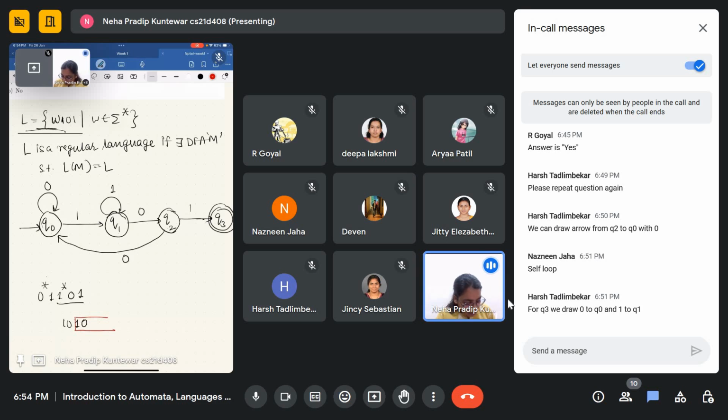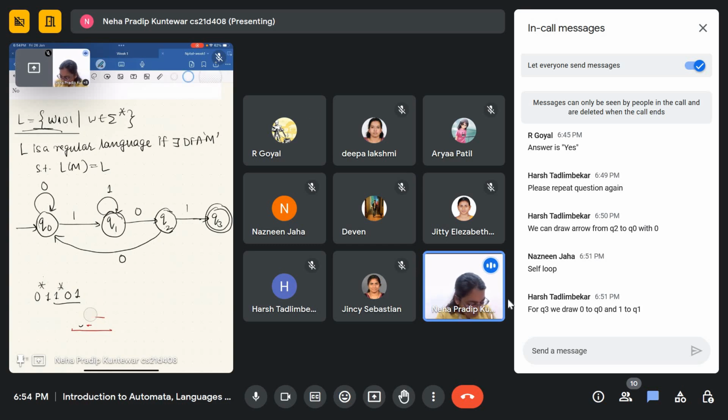If you read a 1, then you are done. Sorry, I'm really sorry. No, we'll have to define transition from the state q3 as well for 0 and 1, because this is w101 and not ending with w or anything else. Yeah, sure.